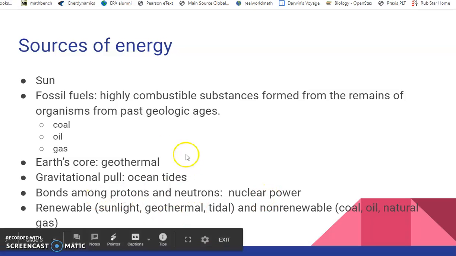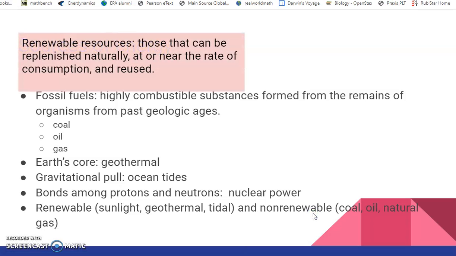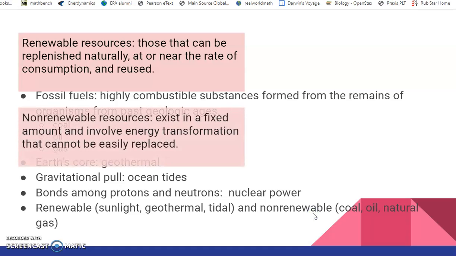All right, and then the other thing I want you to remember is to go back and review renewable and non-renewable sources. As we've talked about so far, things like sunlight, geothermal, and tidal are renewable, and then our non-renewable are our fossil fuels. So if we want to remember, our renewable resources are those that can be replenished naturally at or near the rate of consumption and reused. While our non-renewable resources exist in a fixed amount and involve energy transformation that cannot be easily replaced.